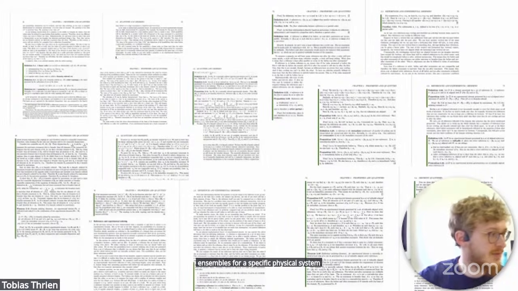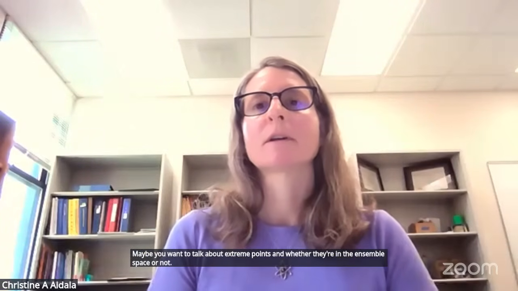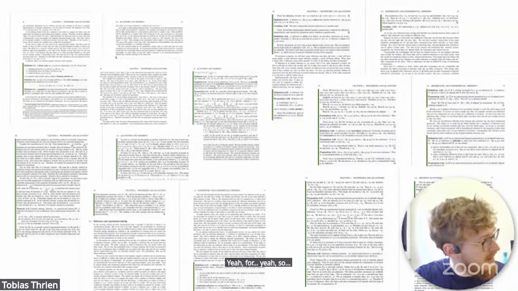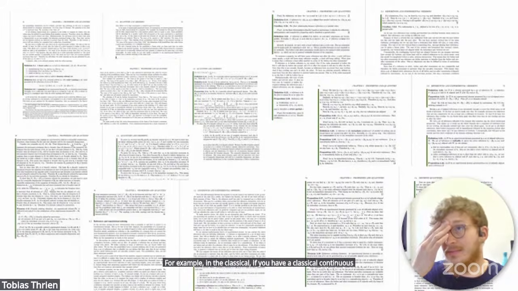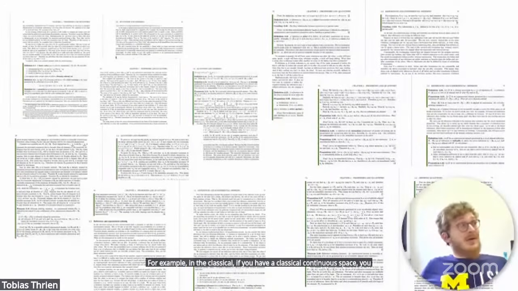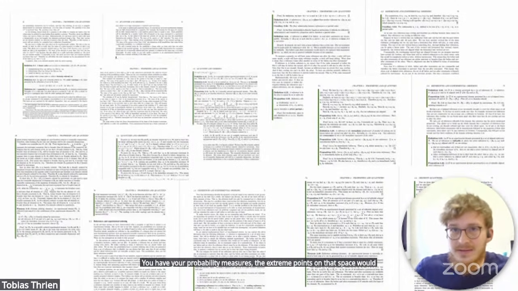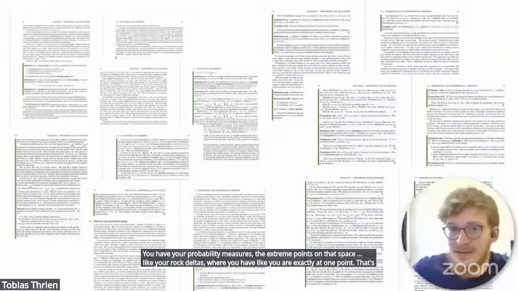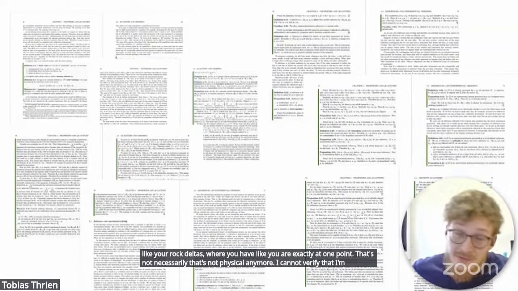I'm not sure if it answers the question. Maybe you want to talk about extreme points and whether they're in the ensemble space or not. Yeah, so for example, in the classical case, if you have a classical continuous space, you have your probability measures. The extreme points on that space would be like Dirac deltas, where you are exactly at one point. That's not physical anymore. I cannot verify that I'm there, but falsify that I'm there.